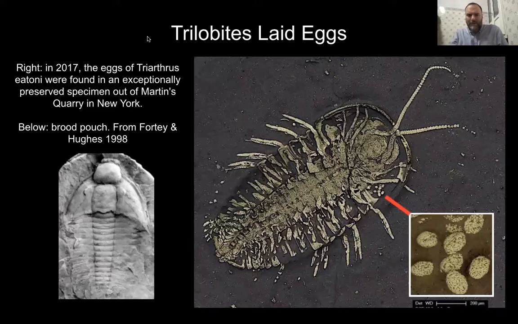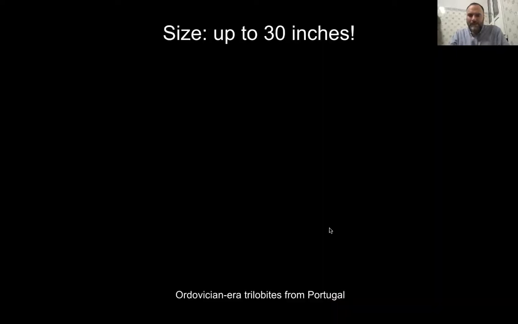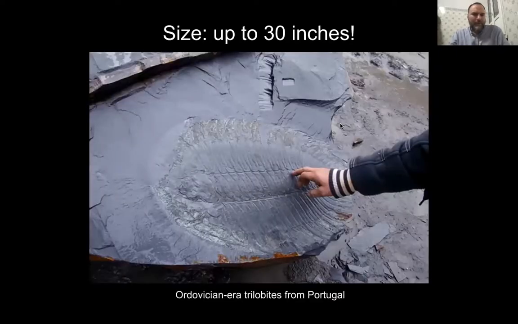I mentioned trilobite eggs, and there are not many examples of this, but in New York in 2017, there was a fossil found of trilobite eggs, and you can see a detail of that here. Pretty good soft body preservation on that, because it's got the legs and antennae, it seems, and eggs as well. So they breed similarly to other arthropods, basically.